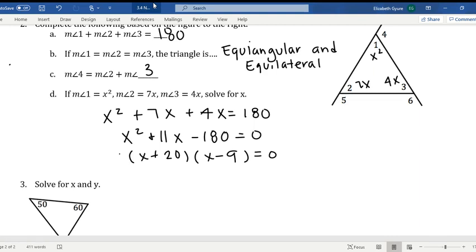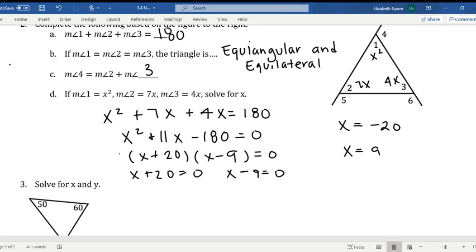Melissa? Yes, I said each individual part equal to 0. So x plus 20 equals 0, and x minus 9 equals 0. That is going to give me final answers of x equals -20 and x equals 9.